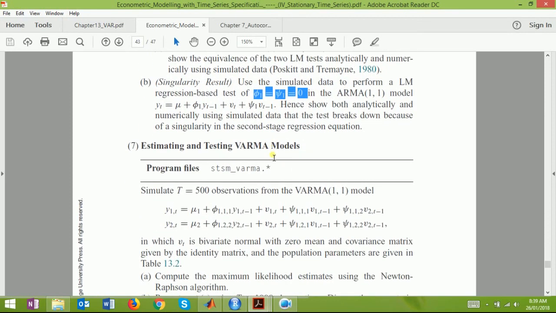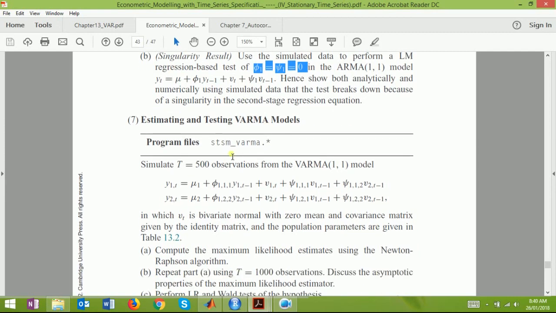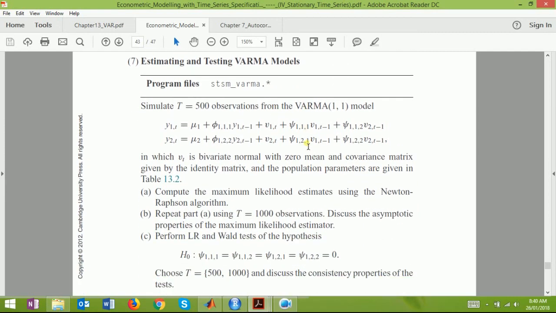Now we check a VARMA model, right? This should be slightly interesting. In a VARMA model, the question suggests we'll have multiple VARMA model discussions, I guess.